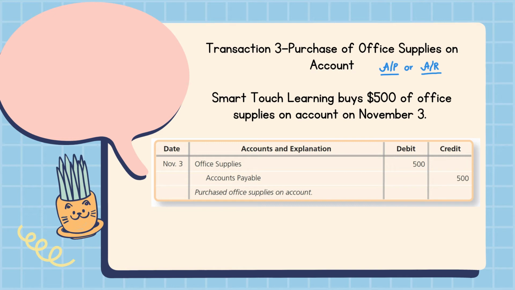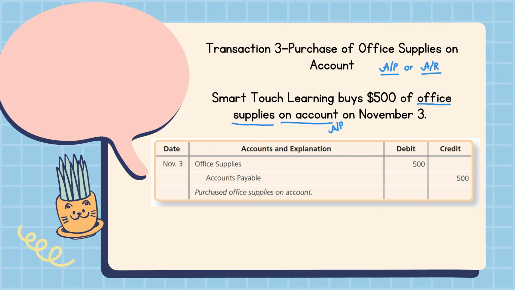Smart Touch Learning buys 500 of office supplies on account on November 3rd. So we bought office supplies. This is the first account affected. Did I pay cash? No, he said on account. I bought, okay? He said buys office supplies. So I'm gonna pay money later, so it's gonna be accounts payable. It's a liability account.